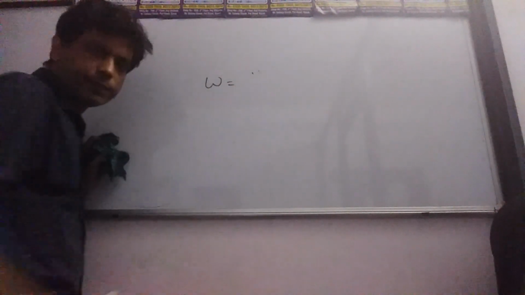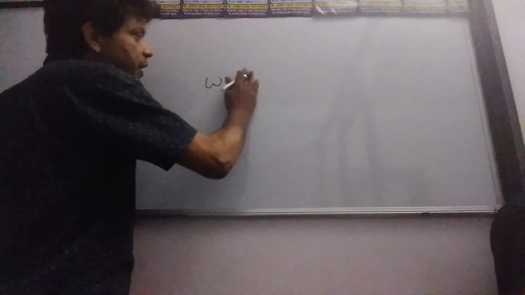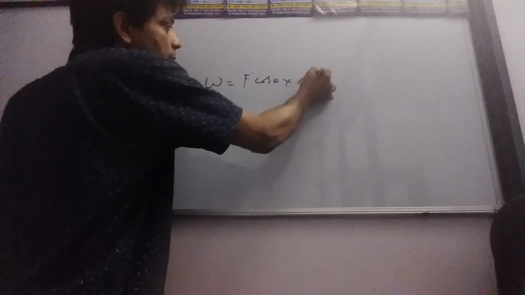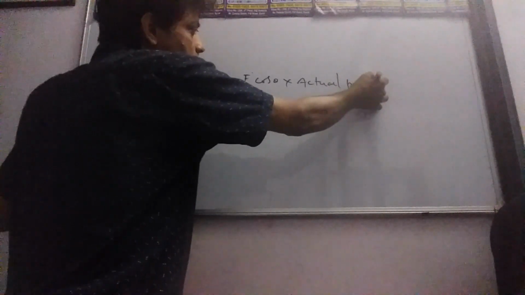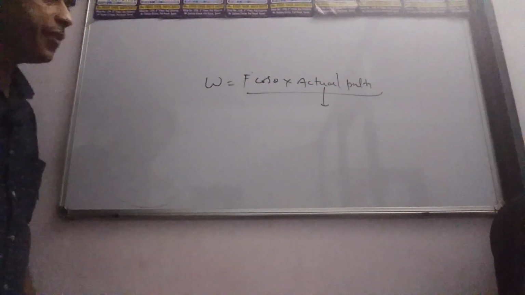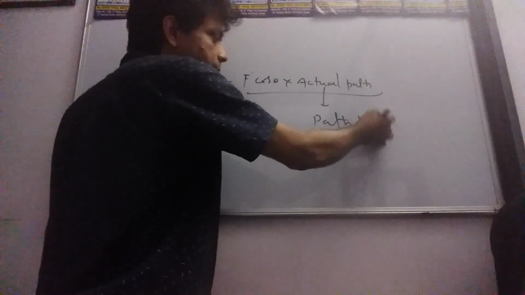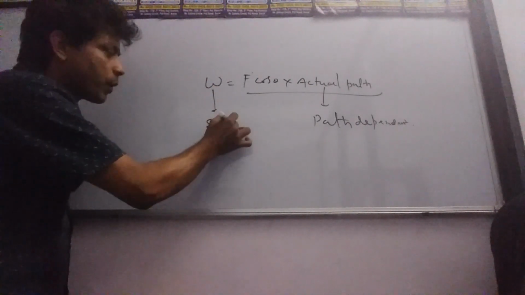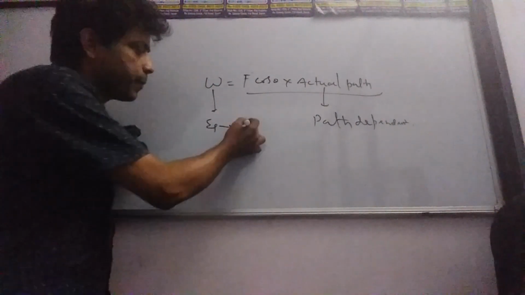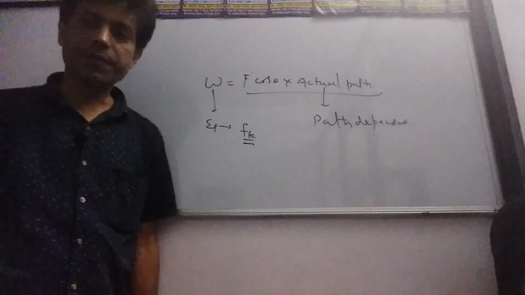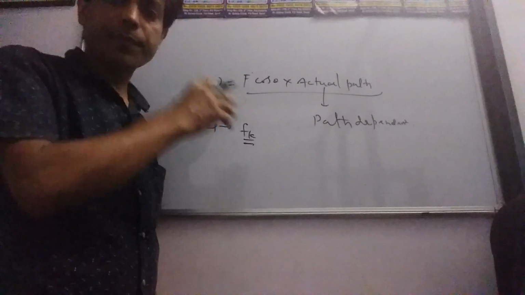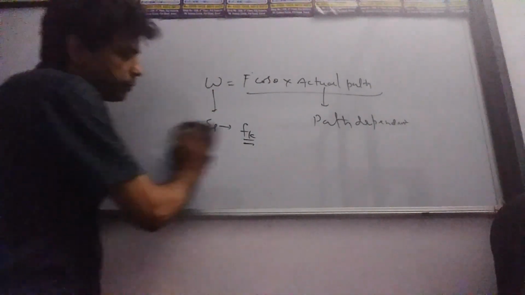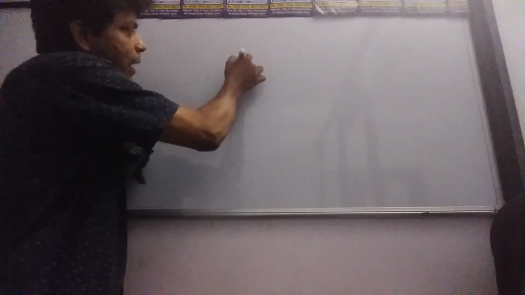one more formula: work done W is equal to F cos theta into the actual path. It is quite obvious, actual path means path dependent. For example, work done by kinetic frictional force Fk is path dependent. Already I have discussed a problem connected with it. Now my mind is acting over another case. First case, second case, now I am discussing the third case.